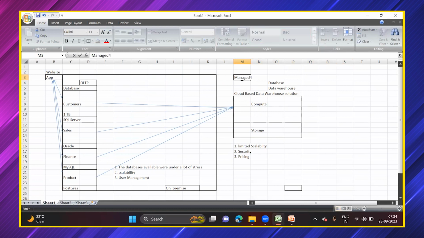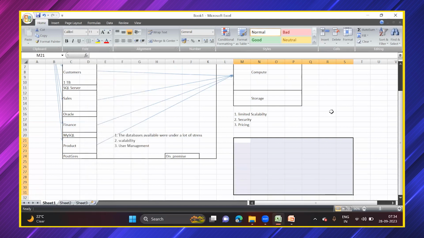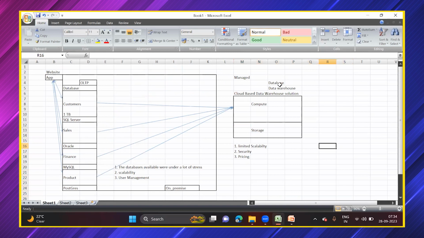Do we have any other similar solution to this cloud-based data warehouse solution, or to Hadoop? No, the cloud-based data warehouse solution.